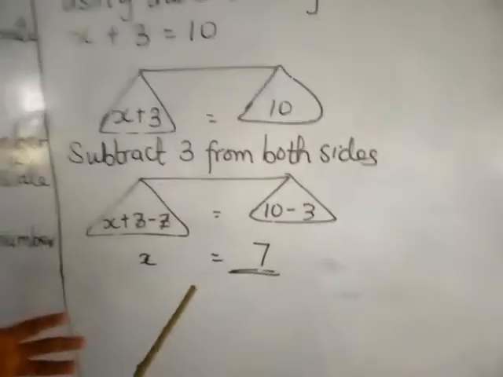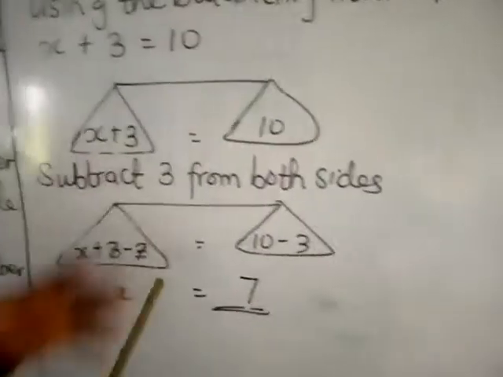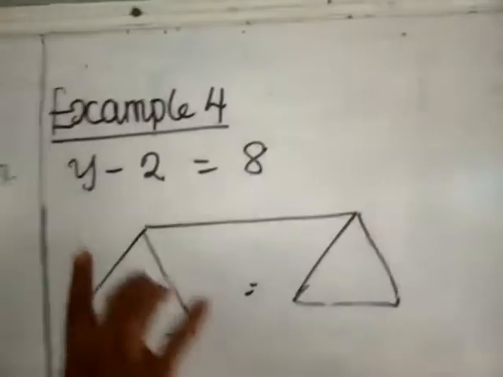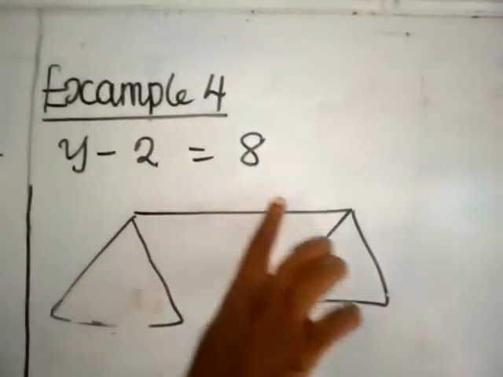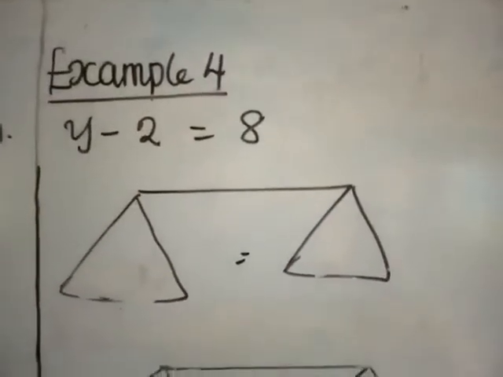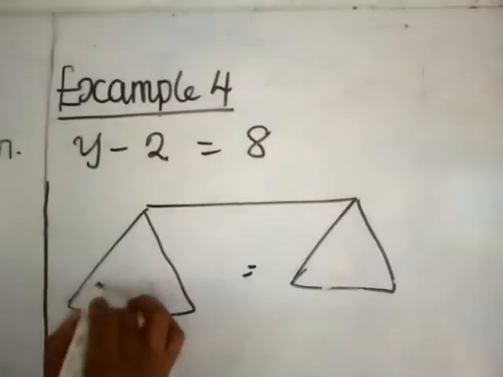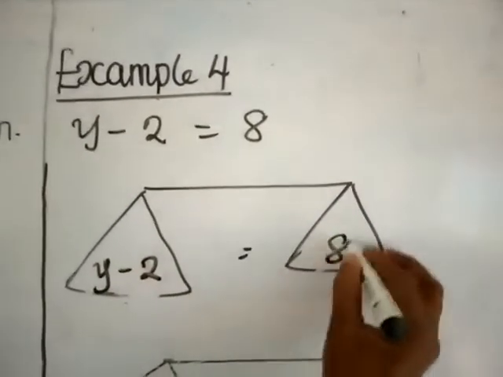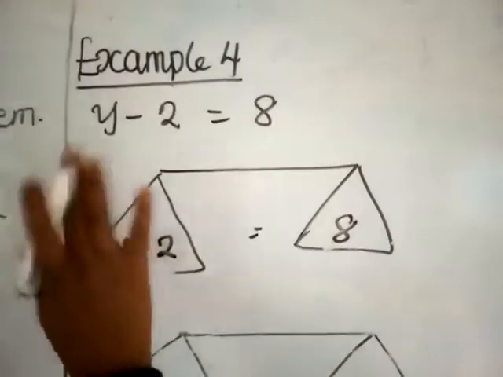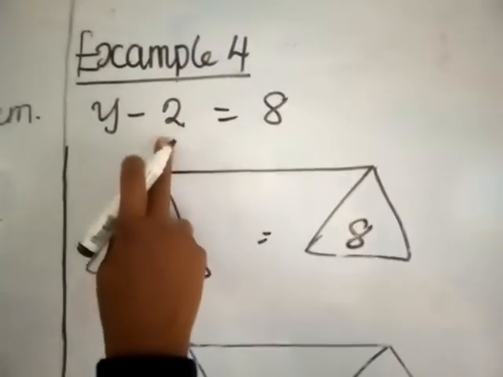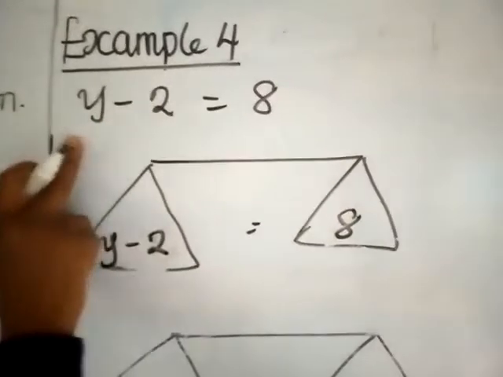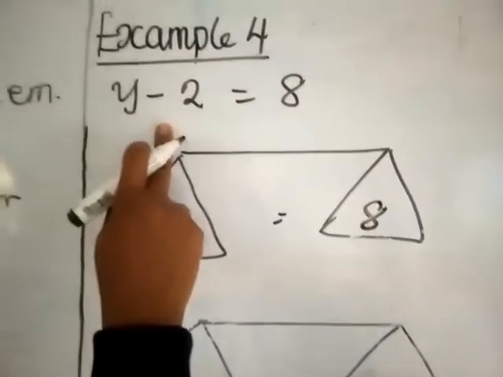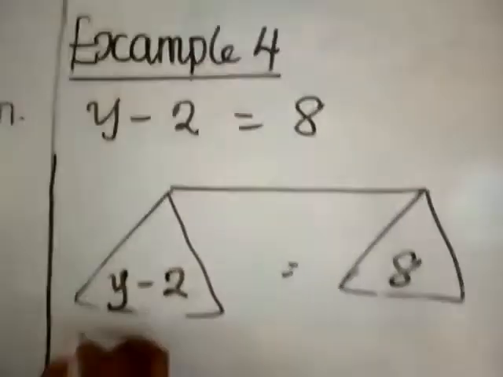Our scale is balanced. Now, we are going into the next example, example 4. If you look at example 4, we said y minus 2 equal to 8. Now, how do we get into the scale? We now say y minus 2 on one side of the scale equal to 8. Now what do we do? We usually take the known number. Because we are looking for y, we say minus 2. The other time we said plus 3, we subtracted. But because we have minus, we are going to add.